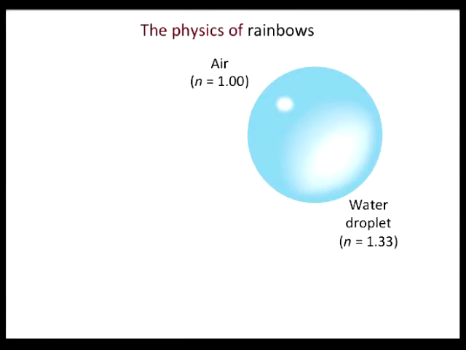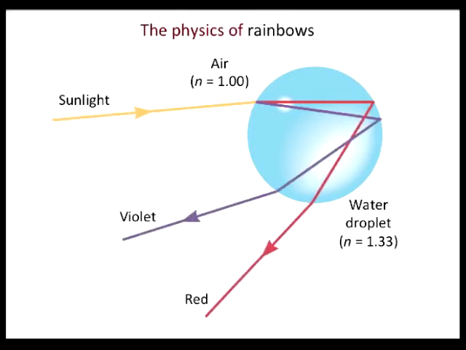When light from the sun enters a spherical drop, light of each color is refracted or bent by an amount that depends on the refractive index of water for that wavelength. After reflection from the back surface of the droplet, the different colors are again refracted as they re-enter the air.